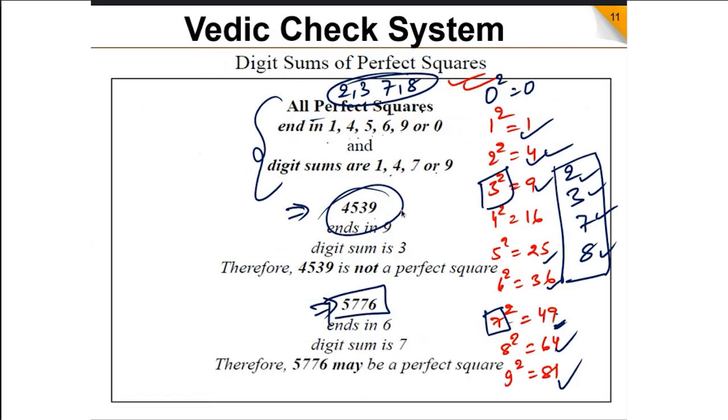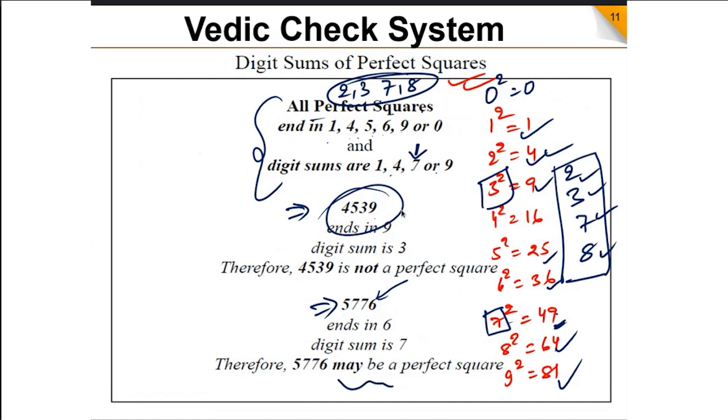It ends with 6, but we don't have any restriction. We have 6 square, and then the digit sum is 7. Digit sum is 7. It means what? It may be a perfect square. Yes, again, may be a perfect square.